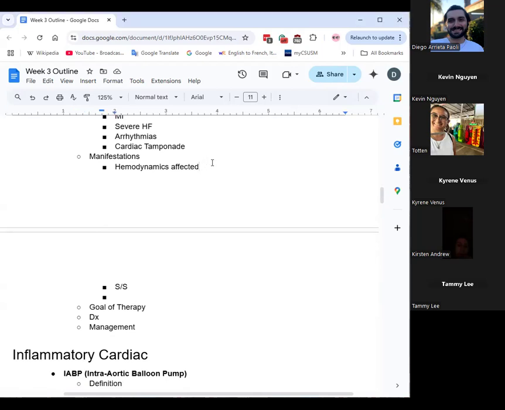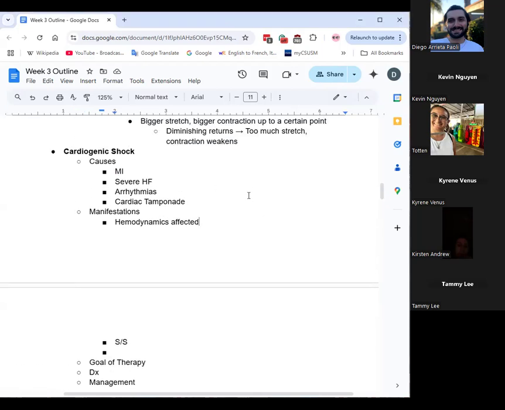So what I will ask you guys here is about some of the hemodynamic stuff. So talk about CVP, PAWP, heart rate, and anything involving hemodynamics. What is affected when you have cardiogenic shock?